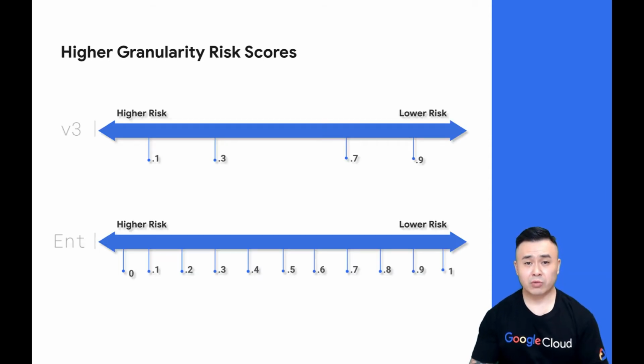In the reCAPTCHA world, 0 represents a likely abusive action, and 1 represents very likely human interaction on your website or mobile applications. That hasn't changed for reCAPTCHA Enterprise, but what has changed is you will have more granularity when it comes to risk scoring. As you can tell over here, compared to version 3, reCAPTCHA Enterprise has 11 levels.